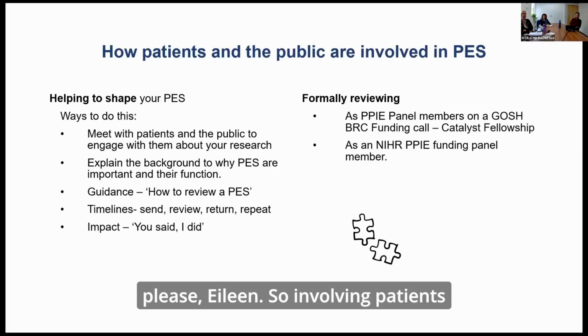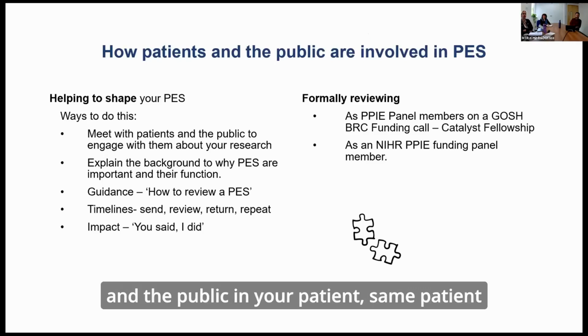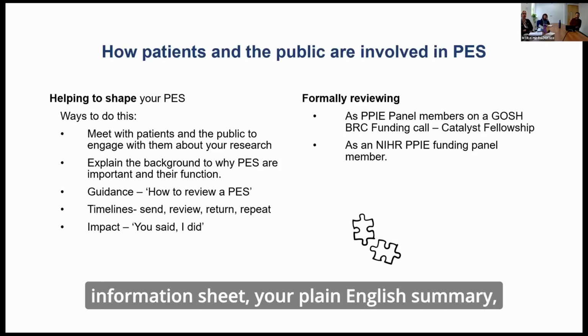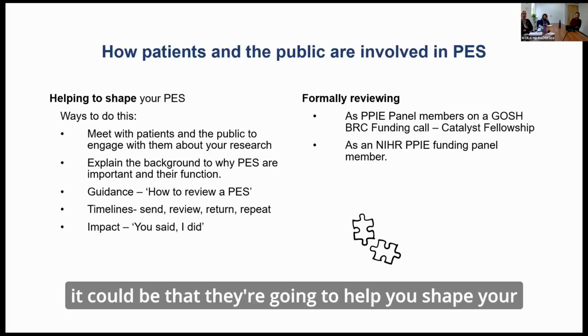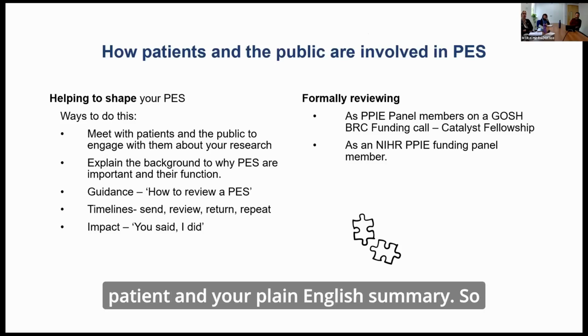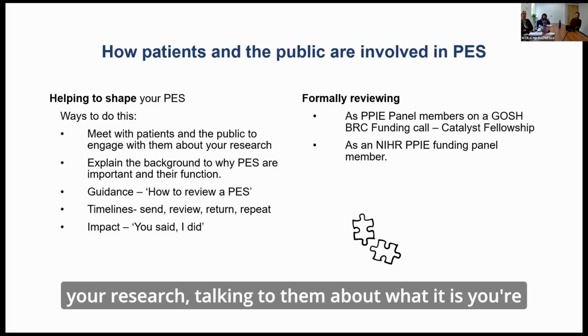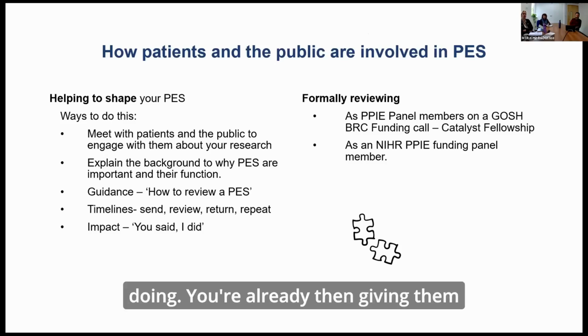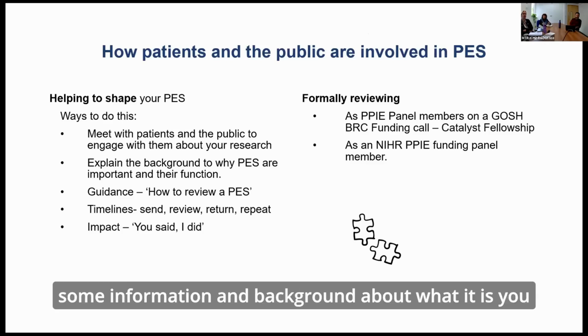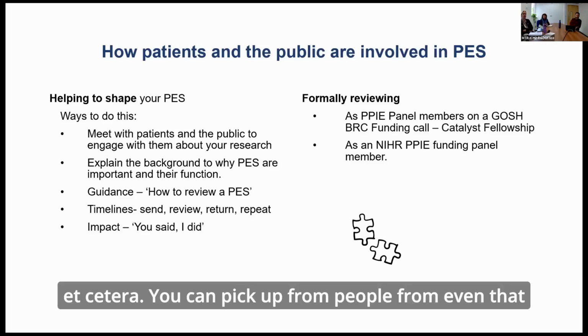So involving patients and the public in your patient, keep saying patient information sheet, your plain English summary, it could be that they're going to help you shape your plain English summary. So it could be that you're meeting with patients and the public, first of all, to engage with them about your research, talking to them about what it is you're doing. You're already then giving them some information and background about what it is you want to do, what it is you want to achieve, etc.